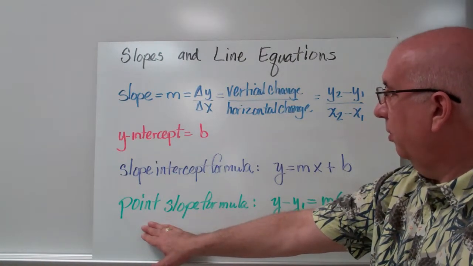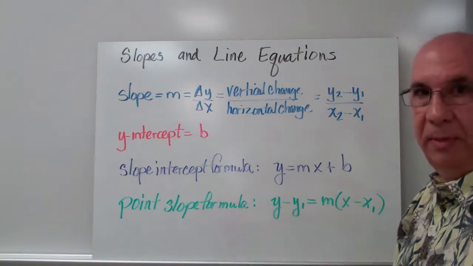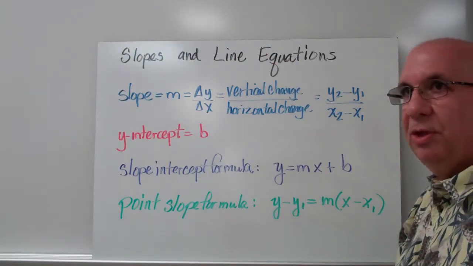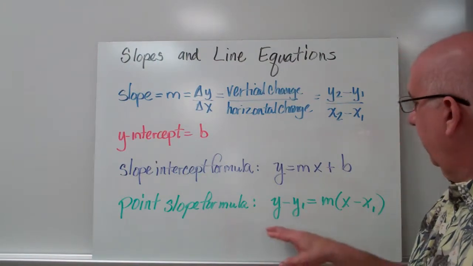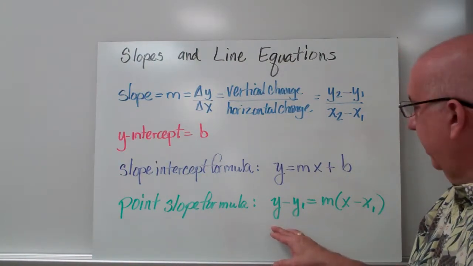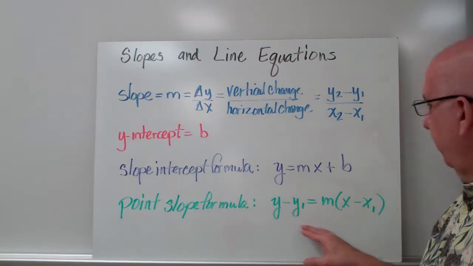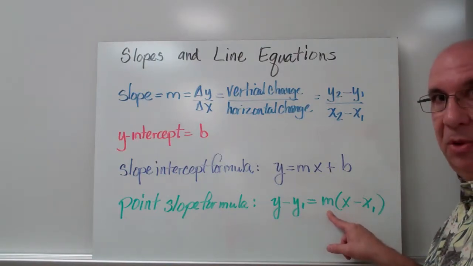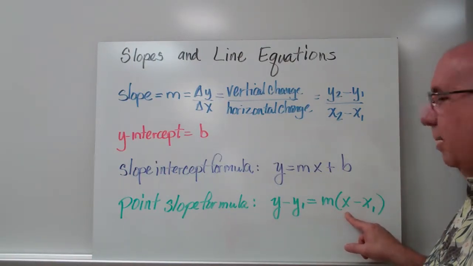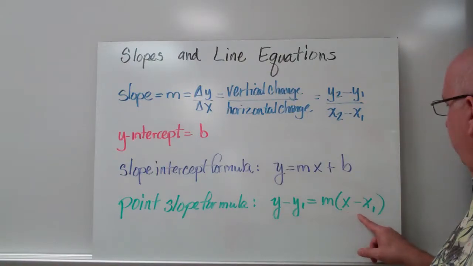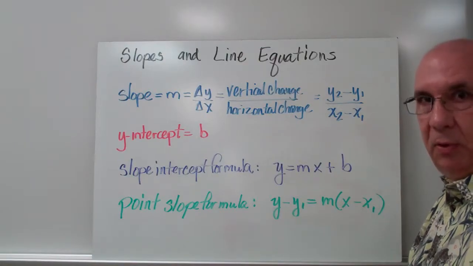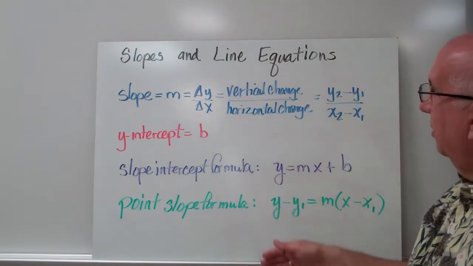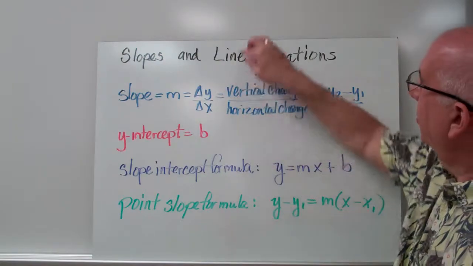The final term is point-slope formula. This is used if you know the slope of a line and just one point. The formula is y minus y sub 1, that's the y of the point you know, is equal to m, the slope, times the quantity x minus the x of the point that you know. We're going to be using these equations and these terms in the next examples.